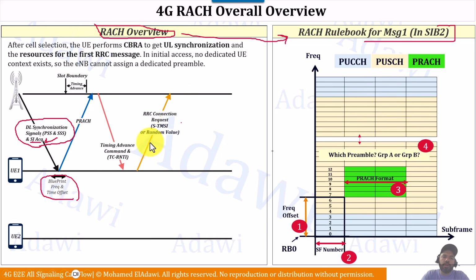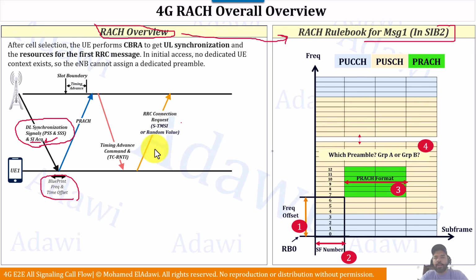This usually includes, if you look here, the RRC connection request. If you remember, in the RRC connection request, the user usually sends his NAS identity, for example, what is my NAS identity, which can be the S-TMSI or even a random value. I will explain why we need these kinds of values. It's very important as well.